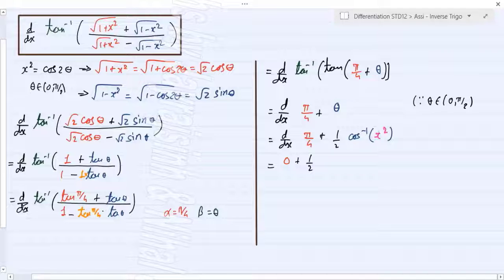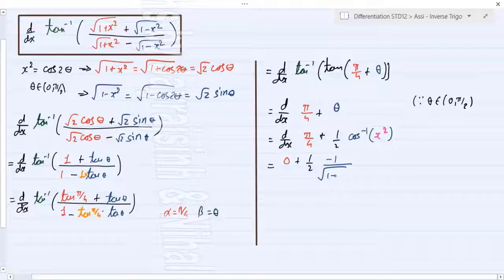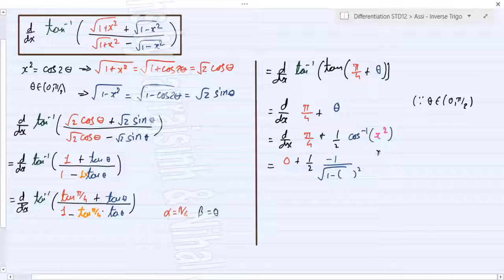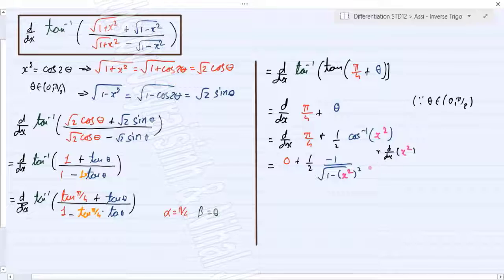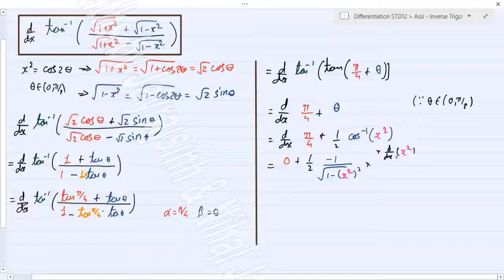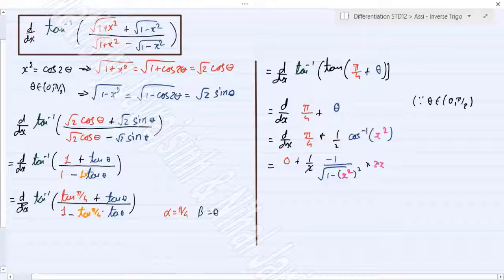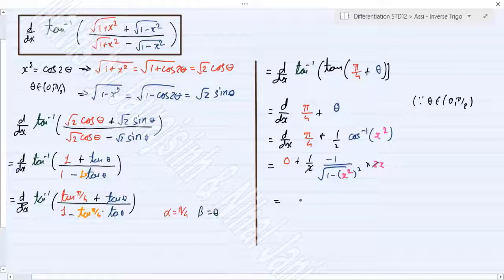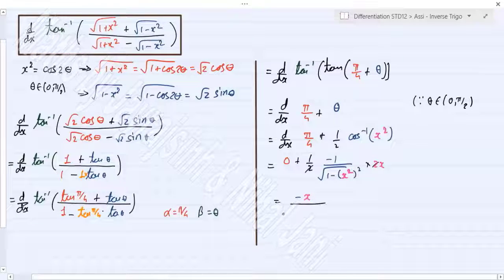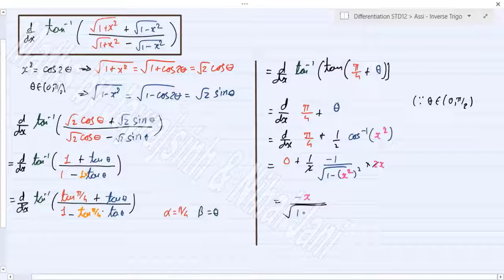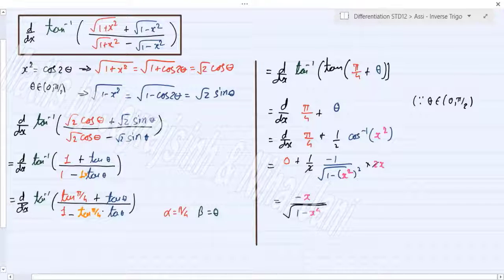Now differentiation of cos inverse box is minus 1 upon under root of 1 minus box square, into d by dx of your box. Within the box we have x square, so we just have to multiply the differentiation of x square, which is 2x. We can cancel out this 2 and we will get minus x upon under root of 1 minus x raised to 4 as your final answer. Ta-da!